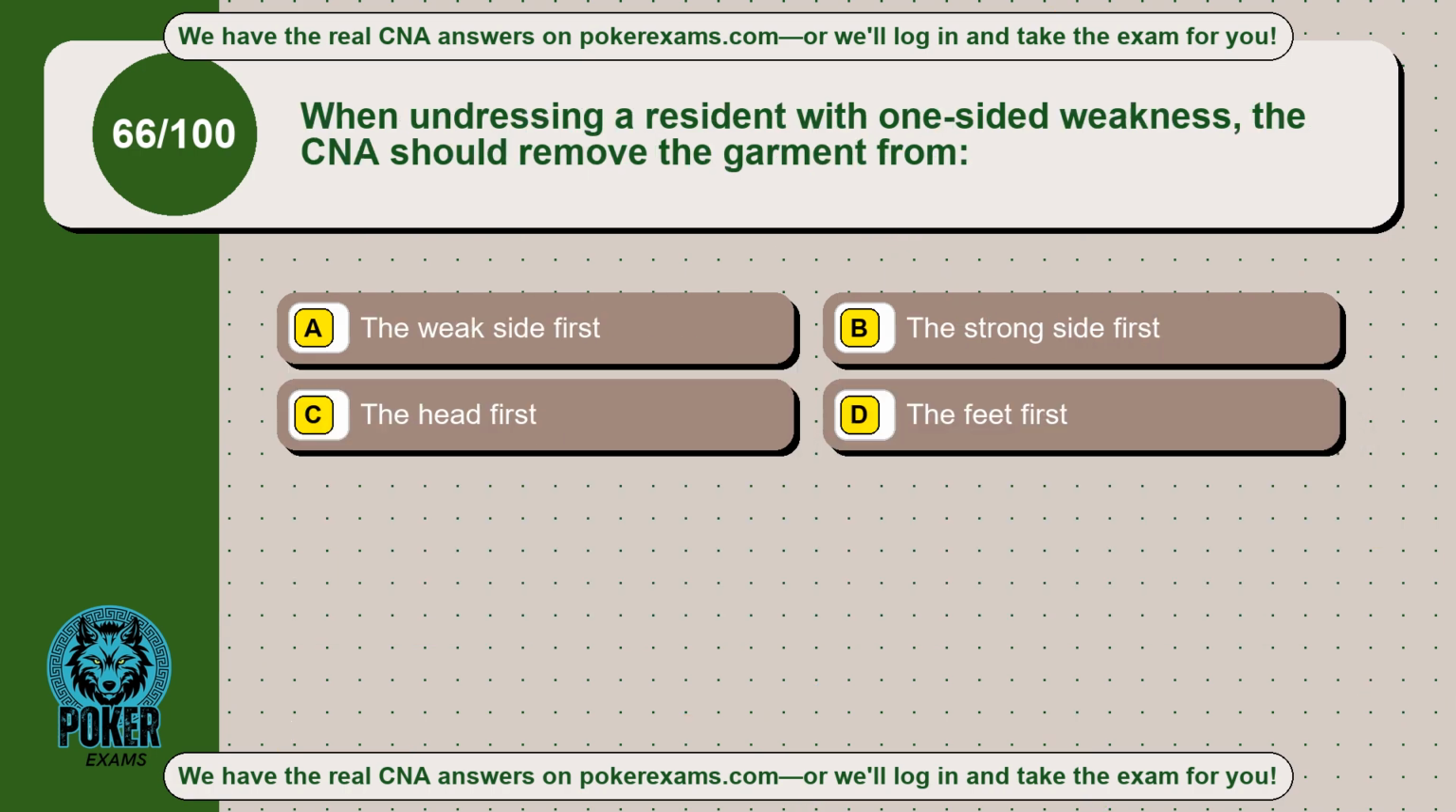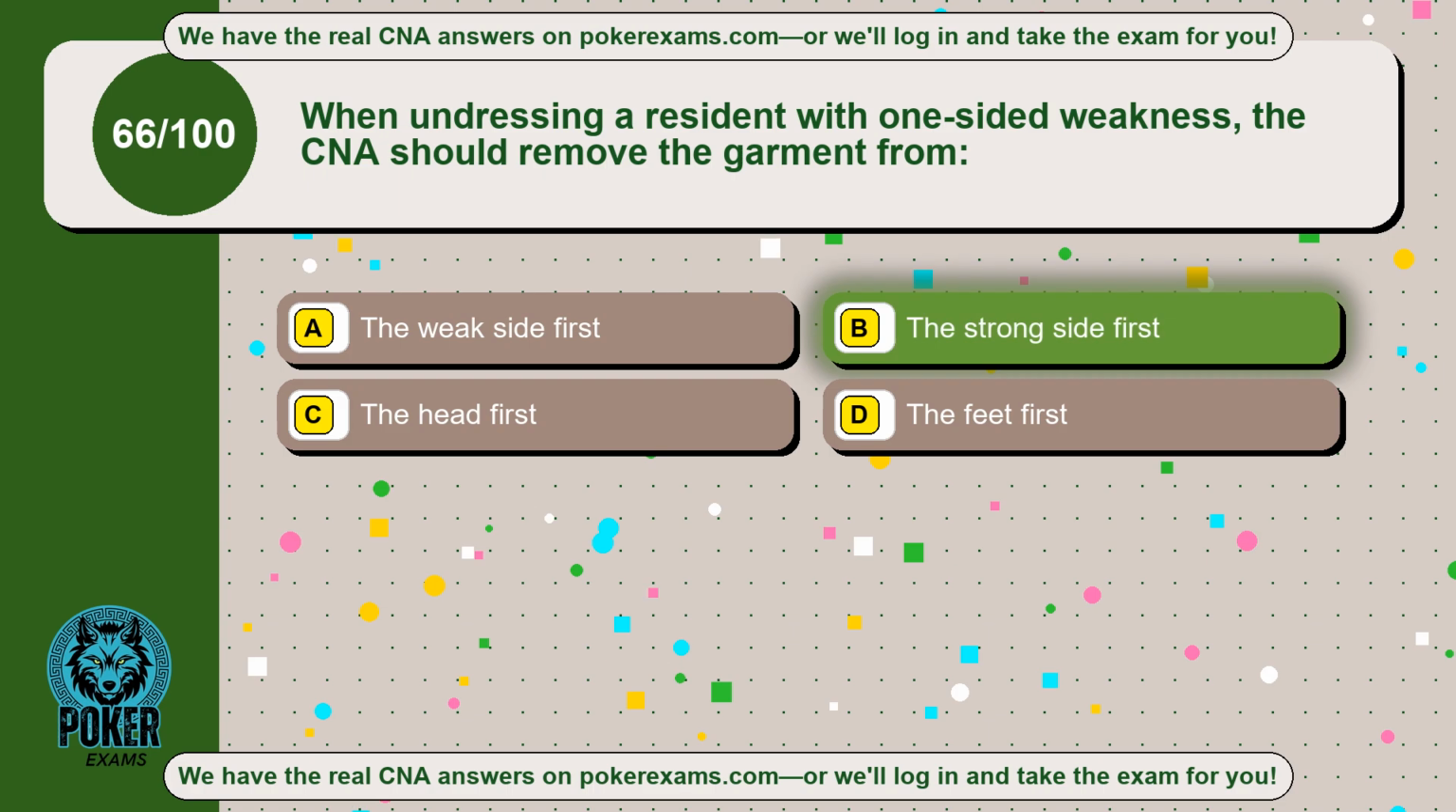Question 66. When undressing a resident with one-sided weakness, the CNA should remove the garment from: Option A, the weak side first. Option B, the strong side first. Option C, the head first. Option D, the feet first.